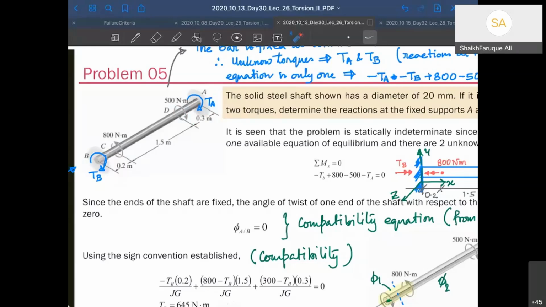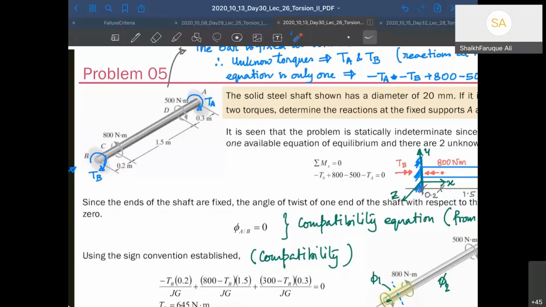So what we do, the first job is to free the body, right? We free both the boundary conditions, and since we are freeing the boundary conditions, we have to give appropriate forces at them. So I gave a TB here and a TA here. Both TB and TA are unknown to me. So how many unknowns do we have? I have two unknowns: one is TA, the other one is TB.